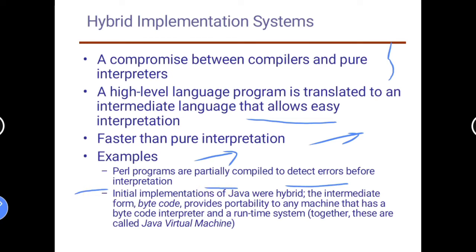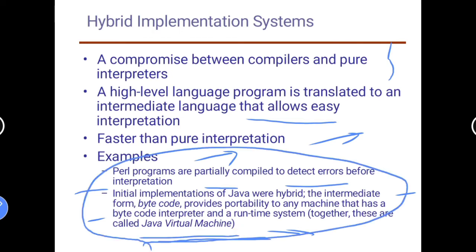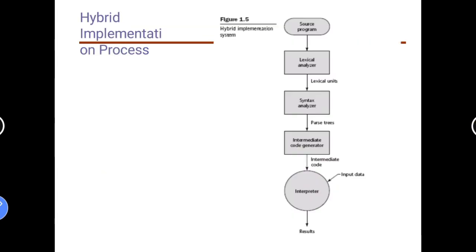Initial implementations of Java were hybrid. The intermediate form, bytecode, provides portability to many machines that have a bytecode interpreter and runtime system together. These are called the Java Virtual Machine, JVM. One thing you know is that we call Java platform independent. You have the answer for that: why do we call Java platform independent? Pause the video and think about that. The JVM, the Java Virtual Machine, is the only one responsible for giving Java its machine independence. Now this is the hybrid implementation process.